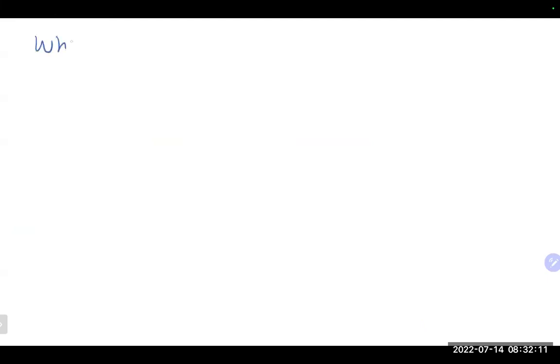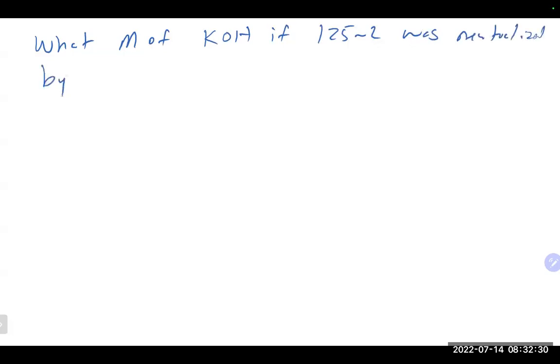What is the molarity of KOH if 125 milliliters was neutralized by, we'll do 75 milliliters of 0.25 molar phosphoric acid. Okay, let's take a look.